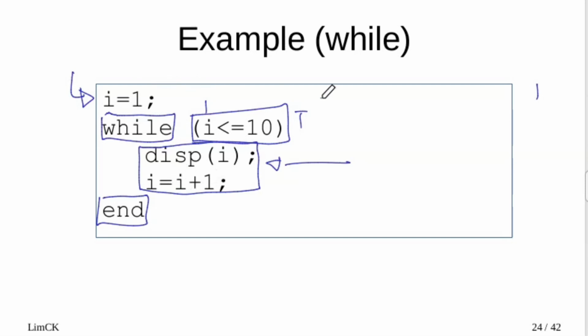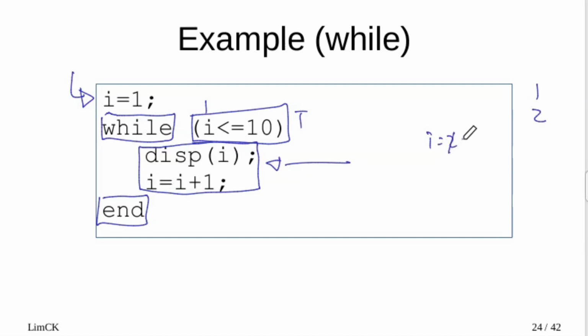Now I becomes 2 already. When I becomes 2, you repeat the loop and check. 2 is less than or equal to 10. This is still true. You display the I, so you display 2. Then you increase the I by 1 again.